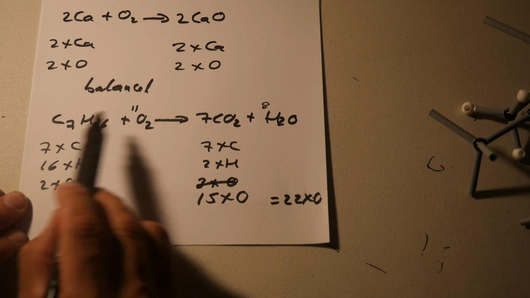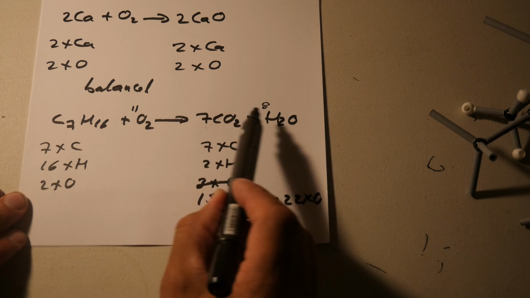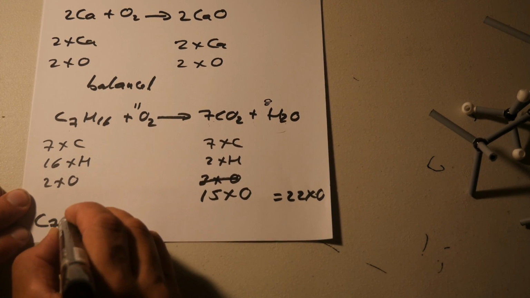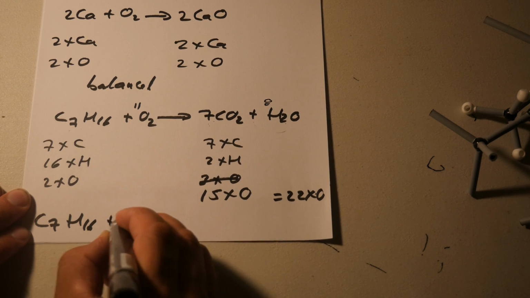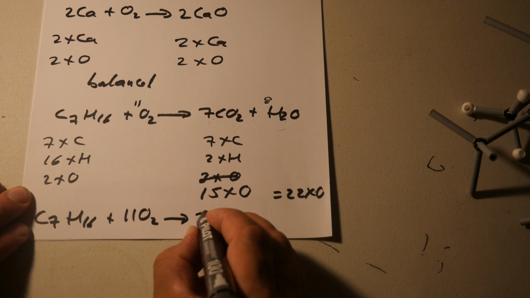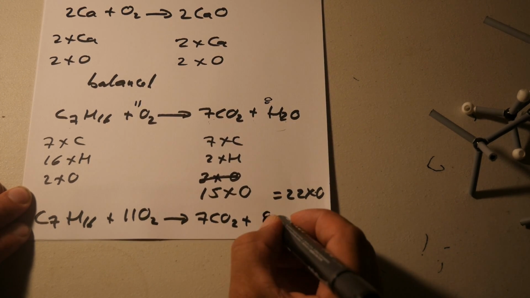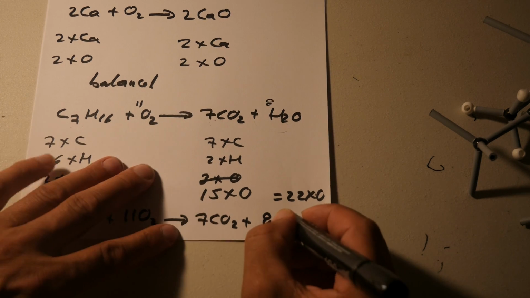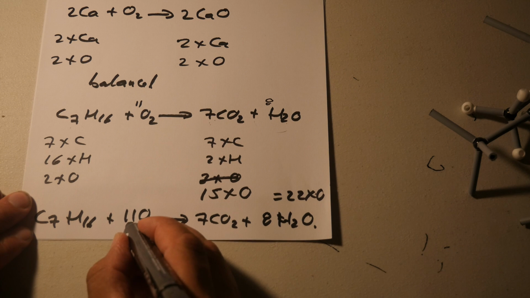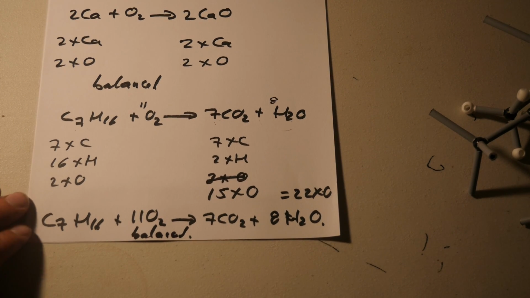So now you've got 7 carbon, 16 hydrogen, 22 oxygen, 22 oxygen. So you can write it as C7H16 plus 11O2 becomes 7CO2 plus 8H2O, okay? So that's balanced. Okay, that's how you do it.